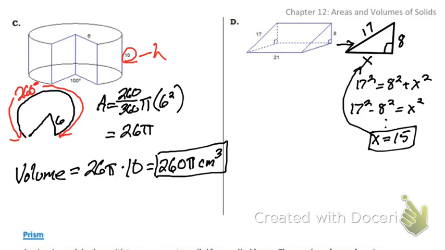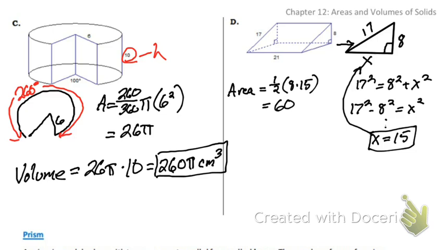So the next thing we're going to do is get the area of the base, and I'm going to do that here. The area of that triangle is going to equal 1/2 our base times our height. So that's 1/2 times 8 times 15. Well, that's really just 4 times 15, which is going to come out to 60. So 60 is the area of my base.